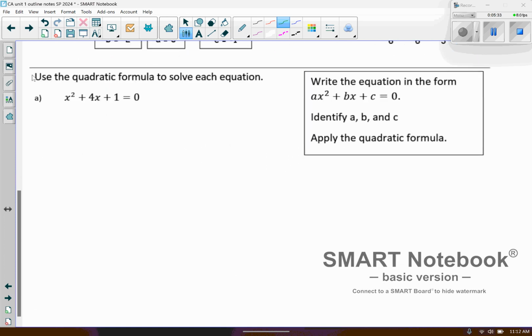So looking at our first example right here, we're already in standard form, so we're ready to go. My a value is the coefficient of x squared, so a equals 1. My b value is the coefficient of x, so b equals 4. And then c is going to be the constant right here, so c equals 1. Okay, so identify your a, b, and c. Now apply the quadratic formula. So let me write that formula down again.